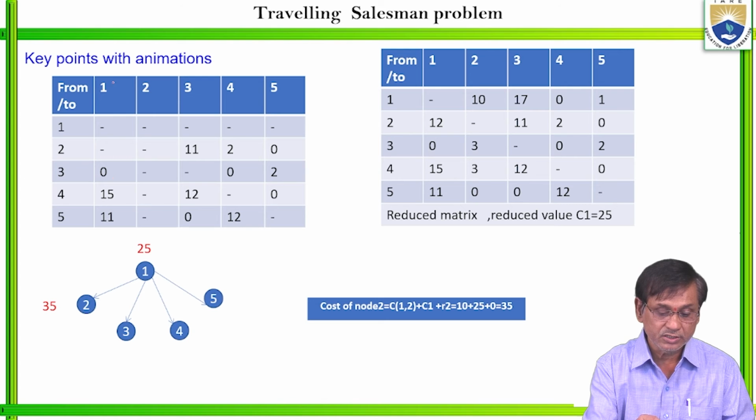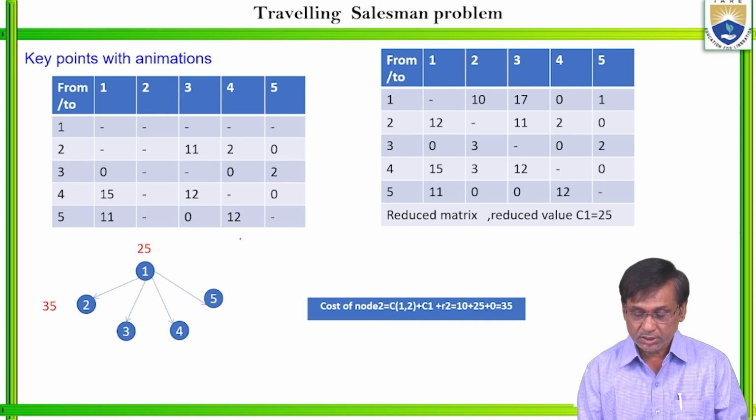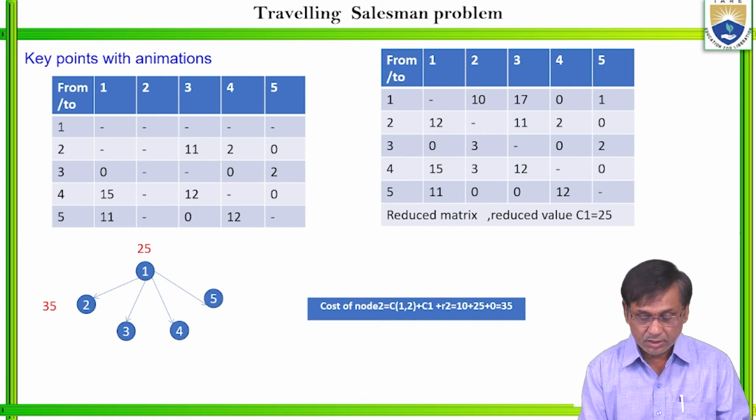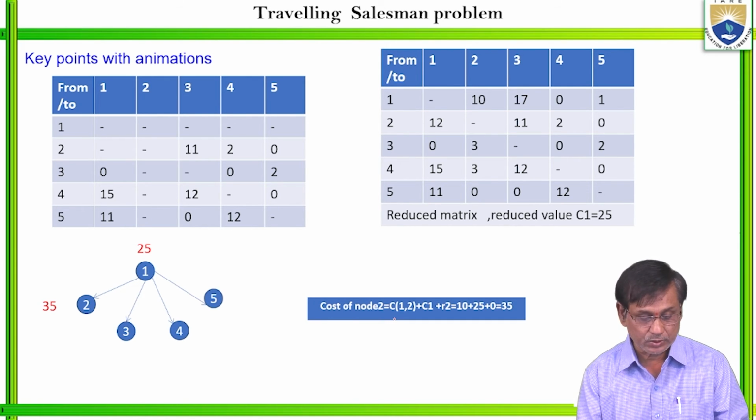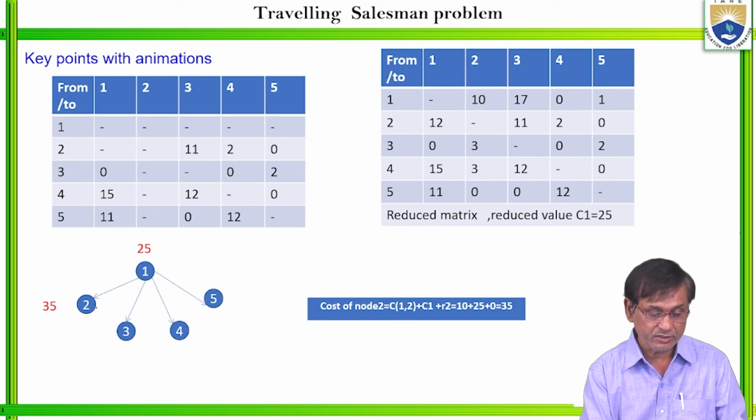In the first column also 0 is there, infinity, 0, 0, 0. Now you can see the reduced value is 0 only. Now find out the cost of the node 2. Cost of the node 2 is equal to cost of 1 to 2. Cost of 1 to 2 is 10. So that is 10, reduced value is 25 and reduction is 0. The total is 35. So like that we have to find out the cost of node 2.